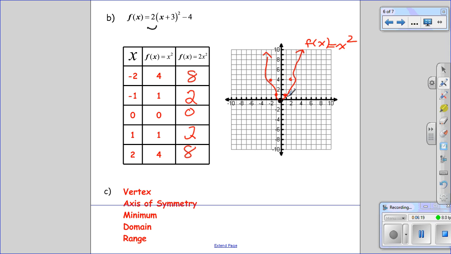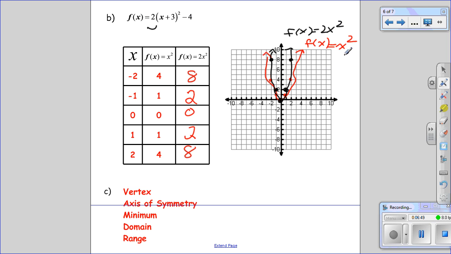I have my vertical expansion by a factor of 2, and that was multiply my y values by 2. So the point 0, 0 is invariant so far. 1, 1 becomes 1, 2. 2, 4 becomes 2, 8. Negative 1, 1 becomes negative 1, 2. And negative 2, 4 becomes negative 2, 8. And I'm going to try and draw this one a little better, and that ends up being f at x is 2x squared.